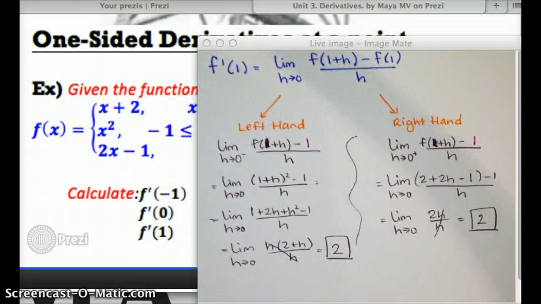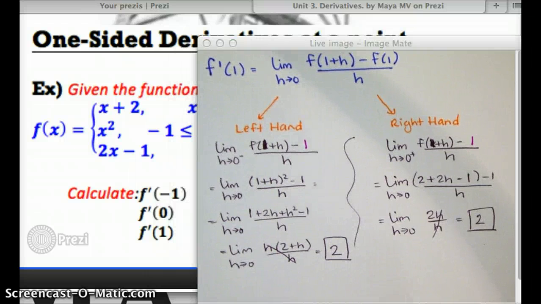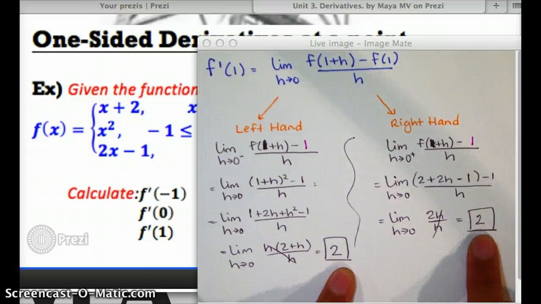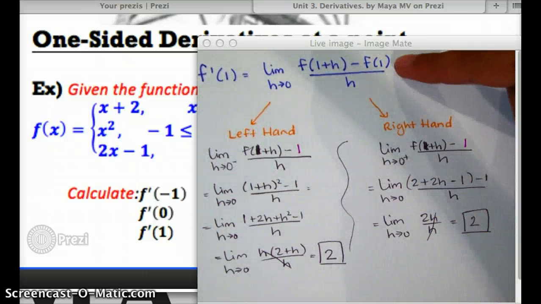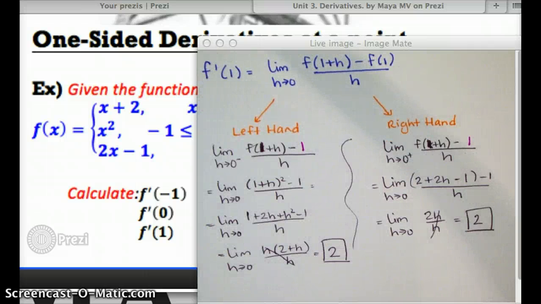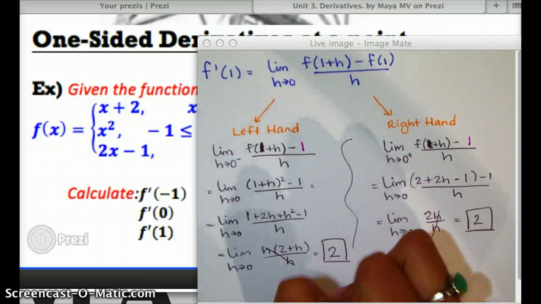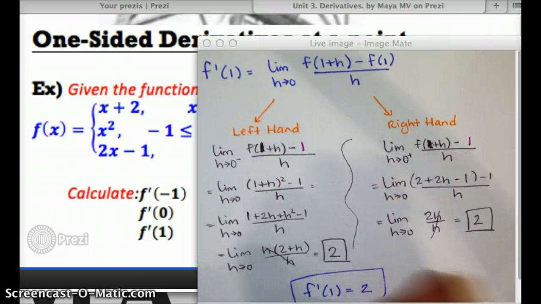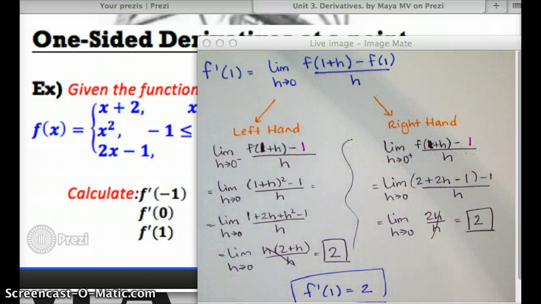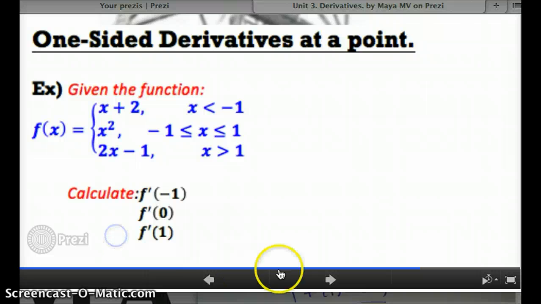The work looks like this, and this time we're in luck. We do get the two-sided limits equaling the same value. Because the right hand and the left hand limit equal the same, this limit exists, and this limit equals 2, which means that the derivative of this function at 1 equals 2. Sound good? All right, try one for yourself.